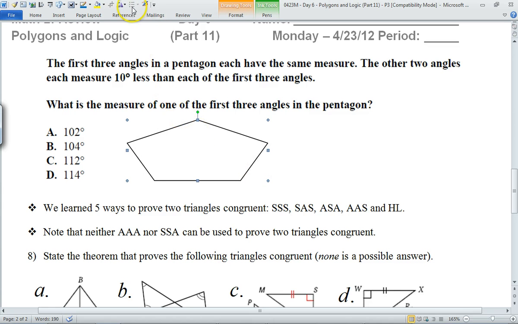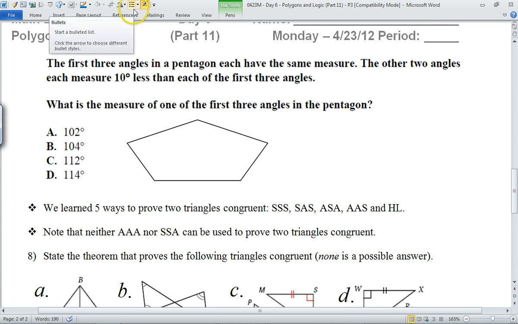Okay, there's my pentagon. It says the first 3 angles all have the same measure. Since they have the same measure, I can just call it x. X, x, x. First 3 angles all the same. But then the other 2 angles have a measure of 10 degrees less. So what expression will I use for those? I will use x minus 10.